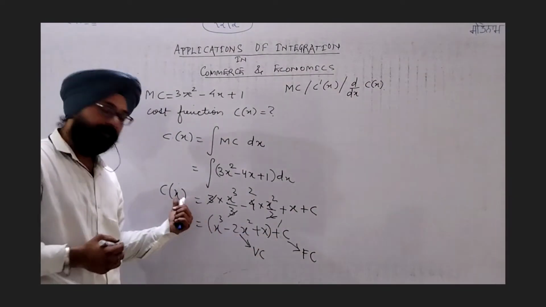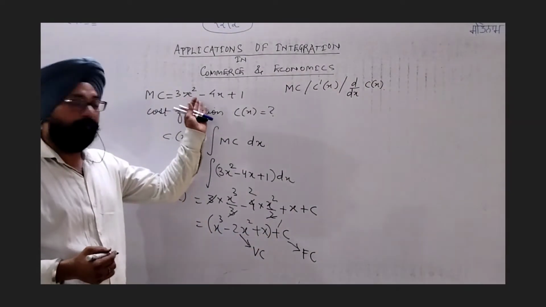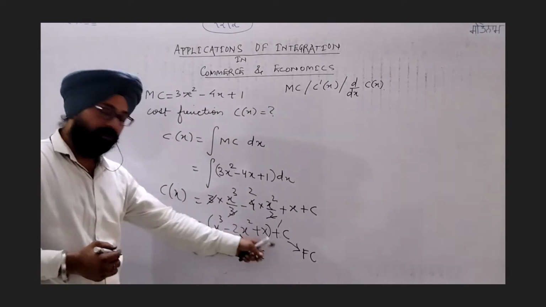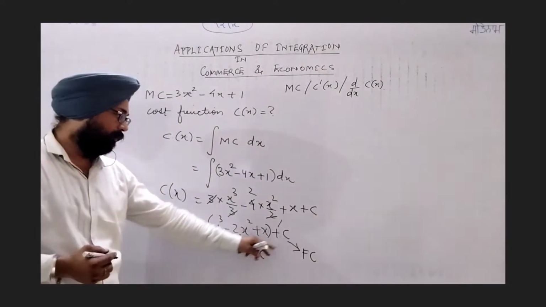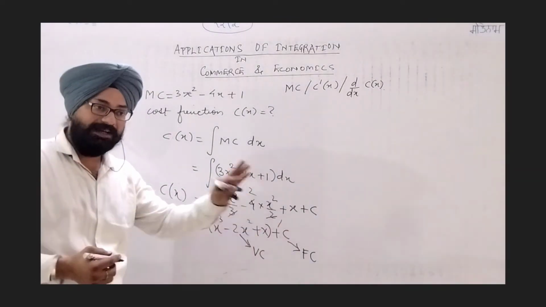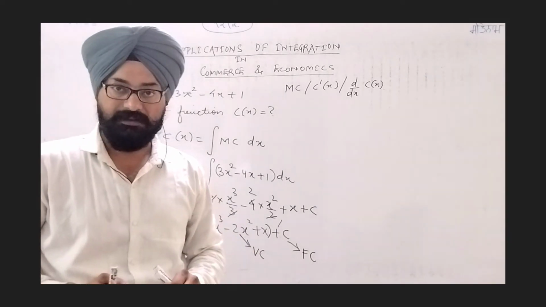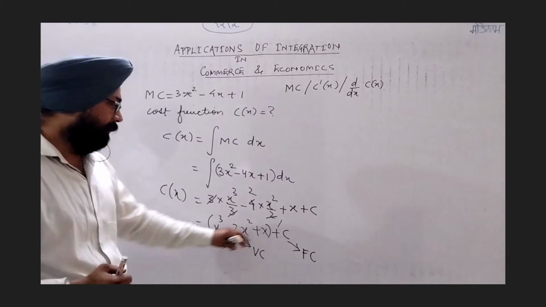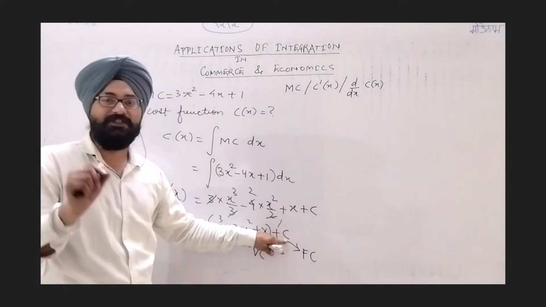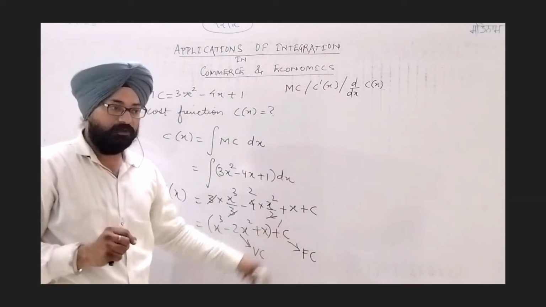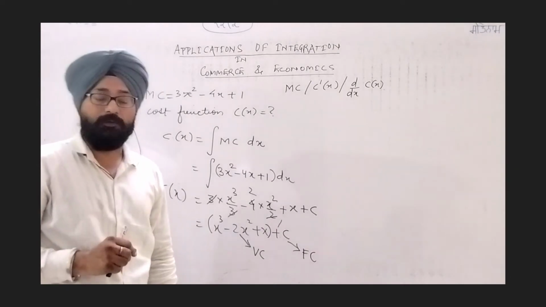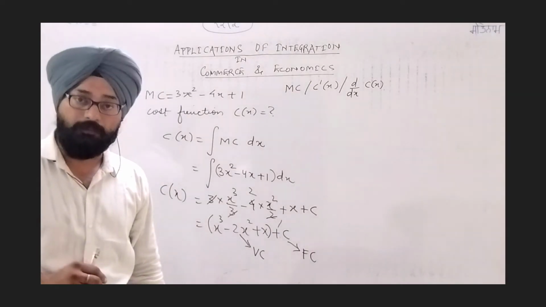But every time you are given this information, we need to find the cost function. So somehow we need to obtain this constant also. Then only is the cost function complete, otherwise not. We need to find this fixed value, the fixed cost. For this purpose we are always provided with some additional information.